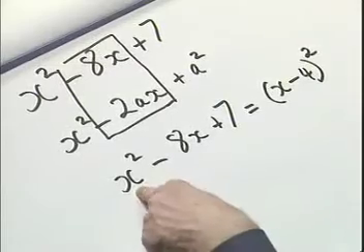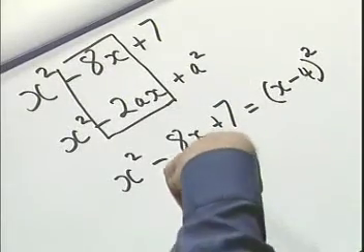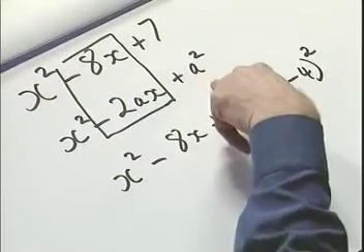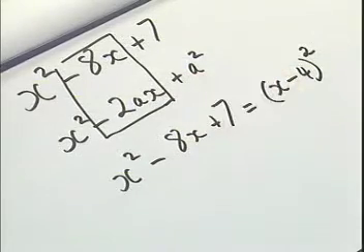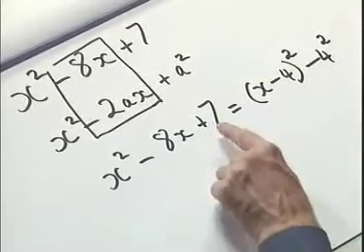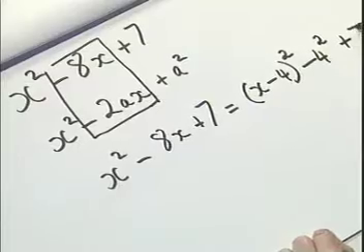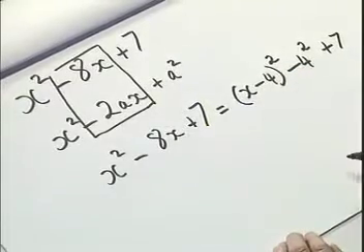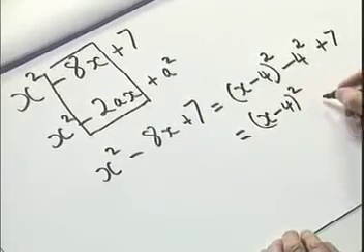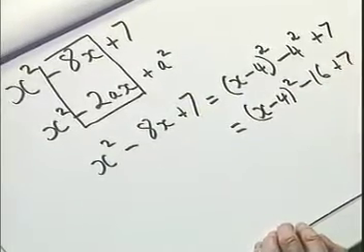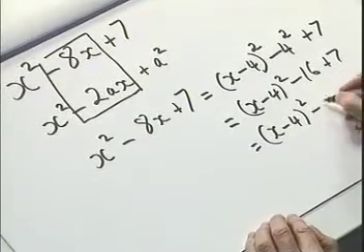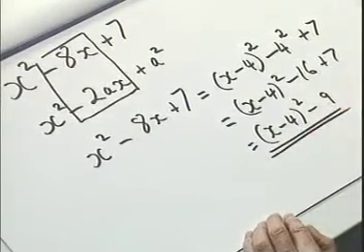So I've ensured I've got the x squared, I've ensured that I've got the minus 8x, but I've also added on a squared. So I've got a squared too much. So I must take away 4 squared. And then I've got the 7 that I need to add on to keep the equal sign. And so this is now (x minus 4) all squared minus 16 plus 7. So that's (x minus 4) all squared minus 9.